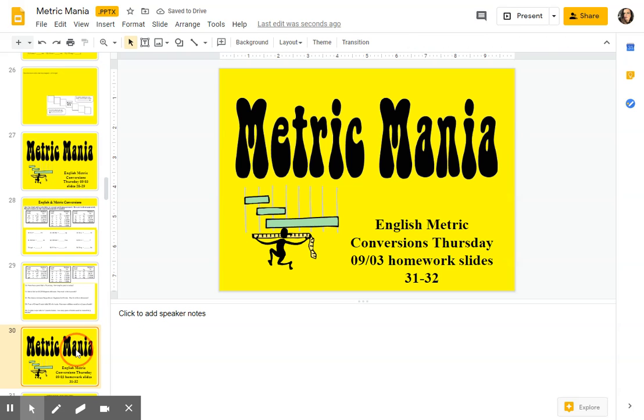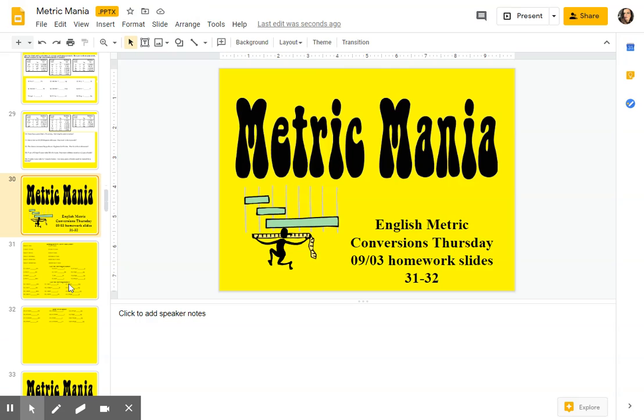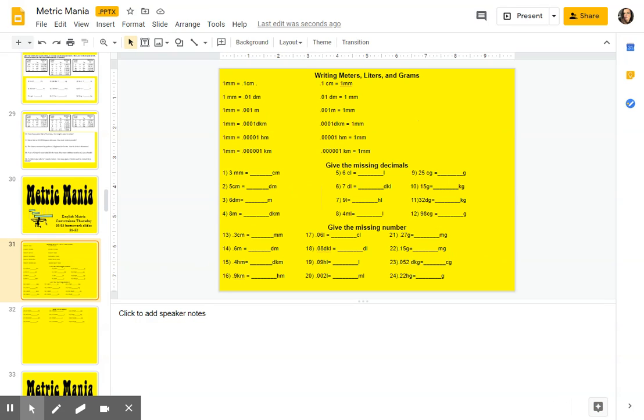Okay, now homework slides. You're going to do 31 and 32 together. Basically, what you're doing is you're going to learn how to write your meters, liters, and grams. Okay, so you might want to refer back to your steps for this. You have 3 millimeters. How many centimeters equals how many centimeters? Now remember, for every 1 centimeter, there are 10 millimeters.